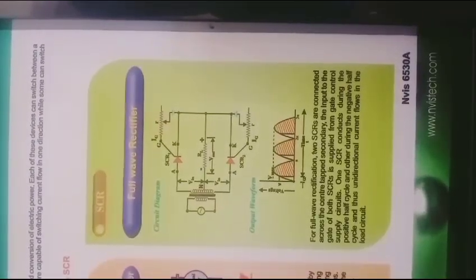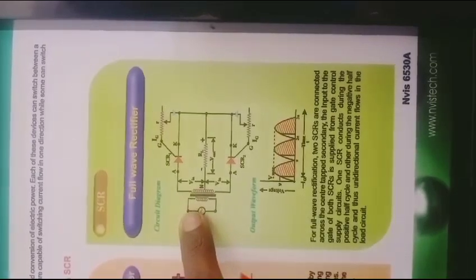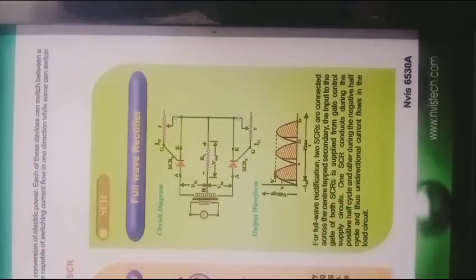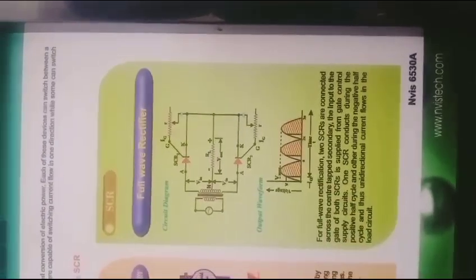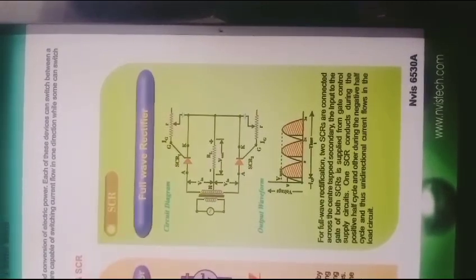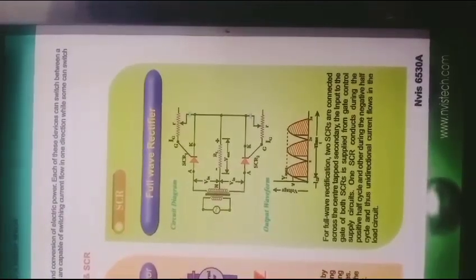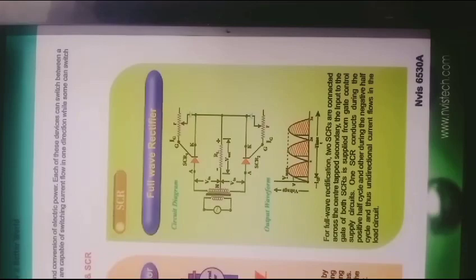Full wave rectifier using SCR: the circuit diagram of the full wave rectifier and the output waveform of the full wave rectifier. For full wave rectification, two SCRs are connected across the center tapped secondary. The input to the gate of both SCRs is supplied from gate control supply circuits. One SCR conducts during the positive half cycle and the other during the negative half cycle, and thus unidirectional current flows in the load circuit. Applications of SCR are controlled rectifier, static switch, battery charger, lamp dimmer and fan speed regulator.